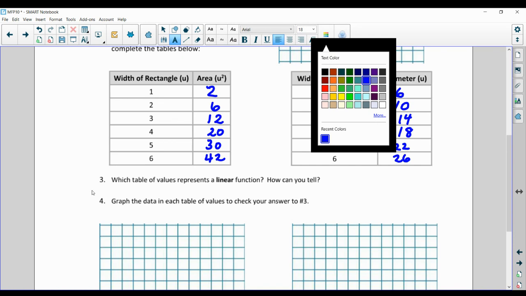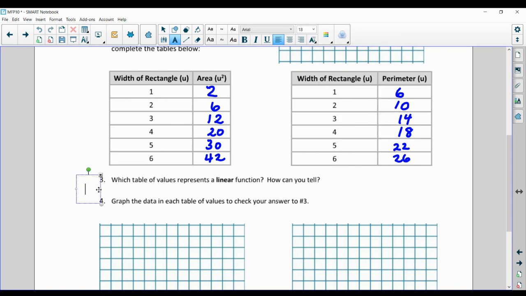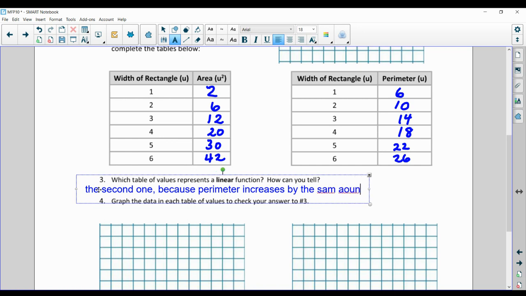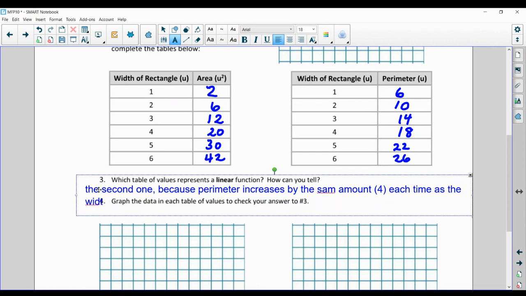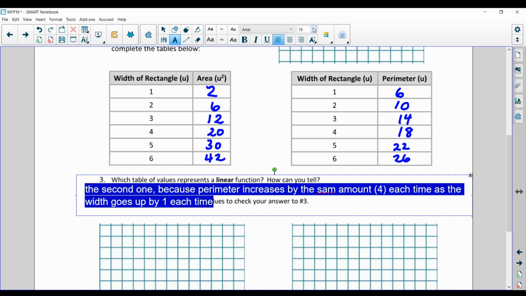Okay, so which of the tables of values represents a linear function? And we're going to say the second one, because perimeter increases by the same amount each time as the width goes up by 1 each time. Now we can't see that, so I'm going to make it a little bit smaller so that we can read that.